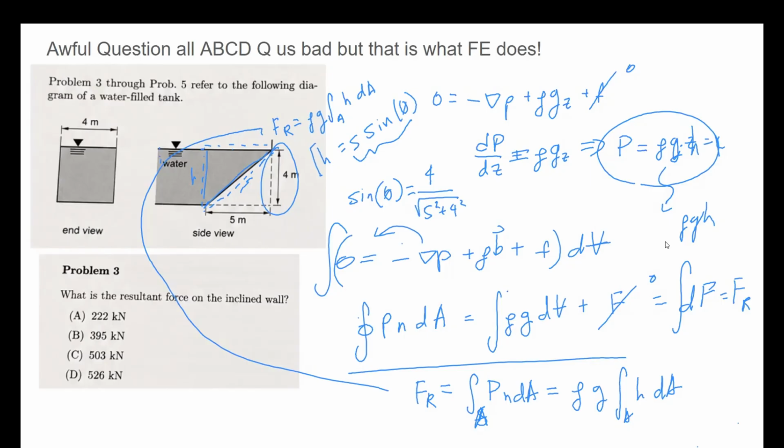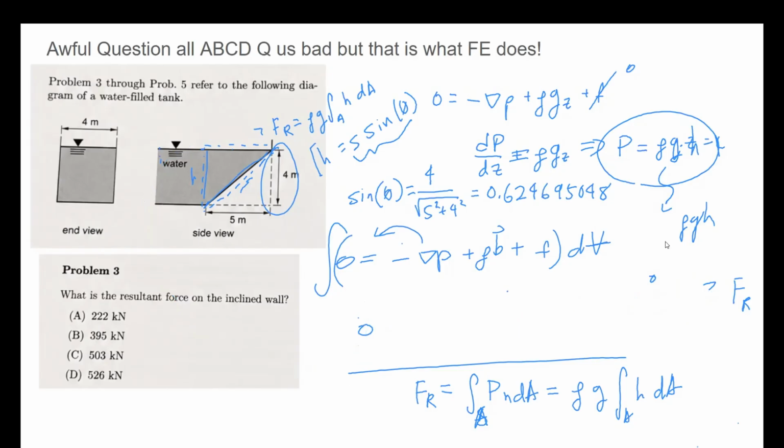And that gives you a ridiculously interesting number. That gives you 0.624695048. This is probably going to be more interesting than I thought. I thought this would be a more cozy question. I was wrong. This is actually a pretty intense question.